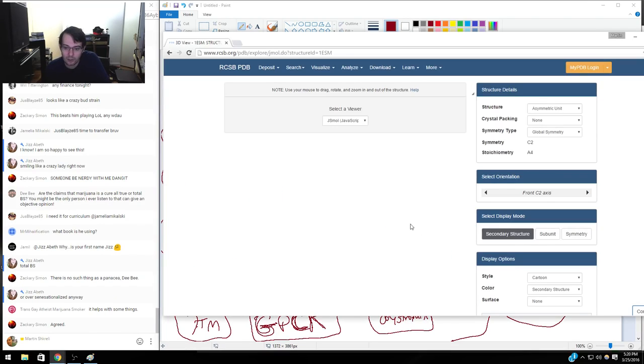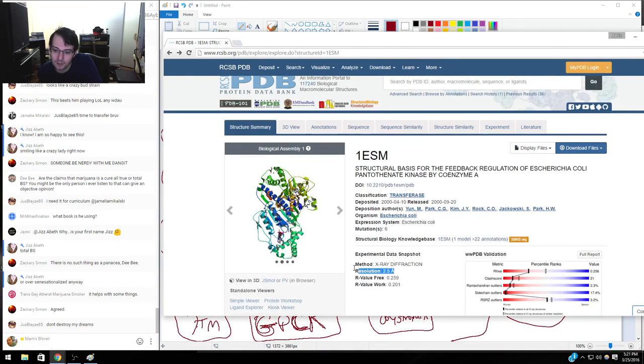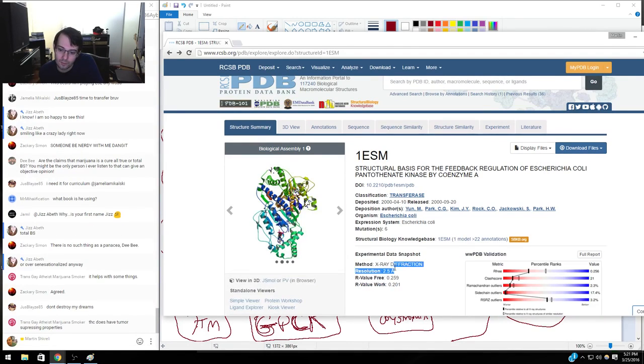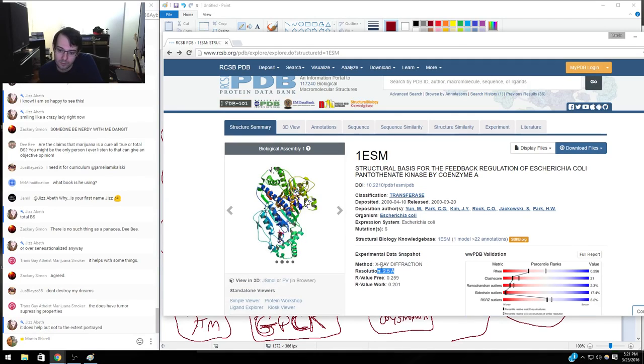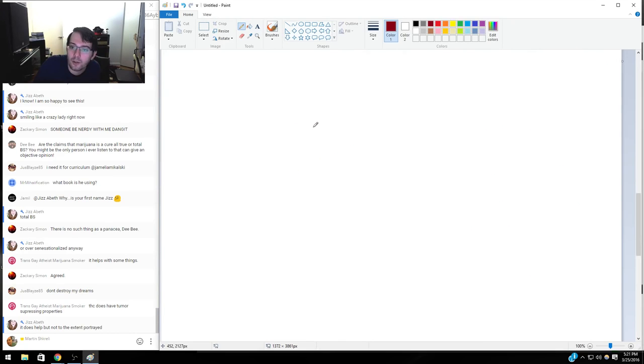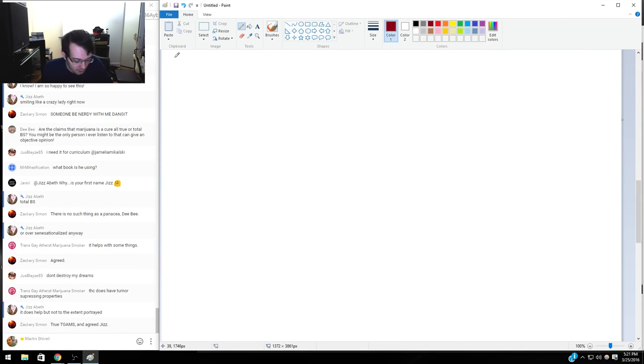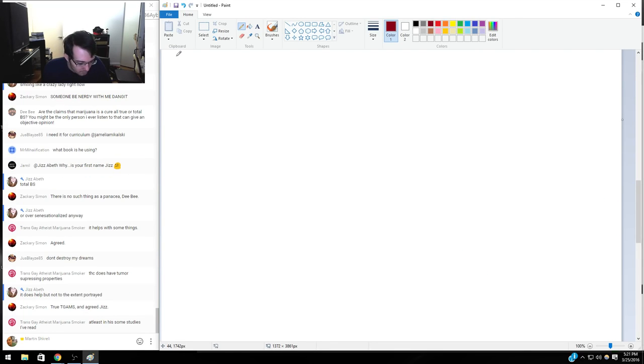Sometimes the resolution is low. This is a 2 angstrom resolution. This is very high resolution. But sometimes you have 7 angstrom resolution through something called cryo-EM, which is electron microscopy. In any event, this is the importance of crystallography, and crystallography is the core of medicinal chemistry, since I've actually made many drugs and crystallized many proteins. So let's move on.